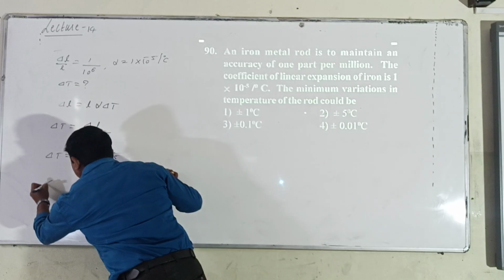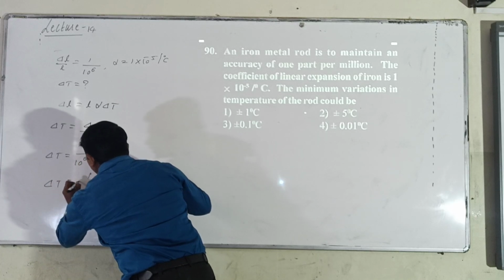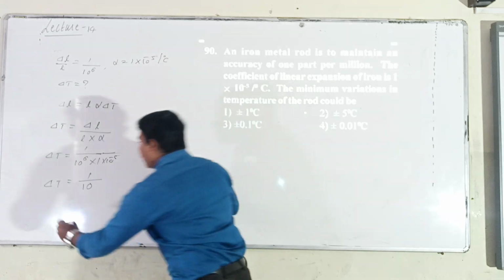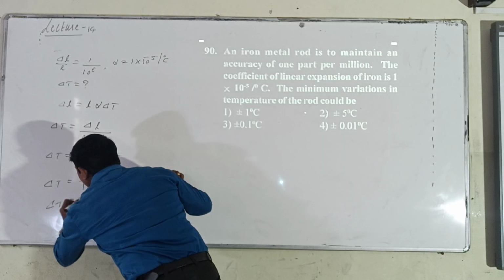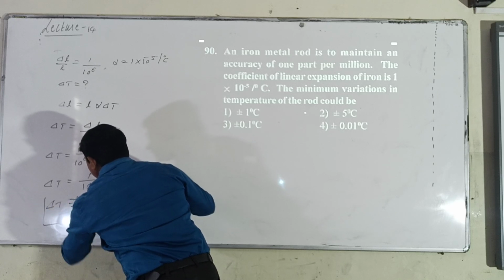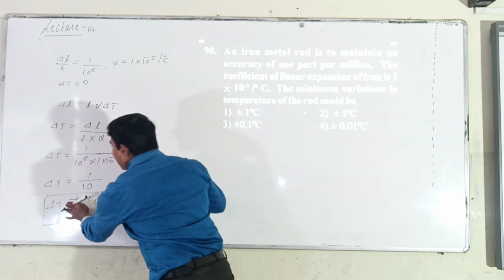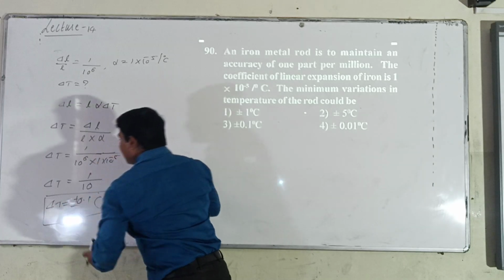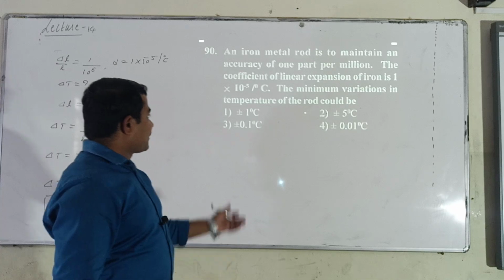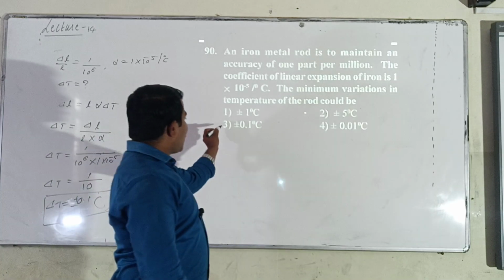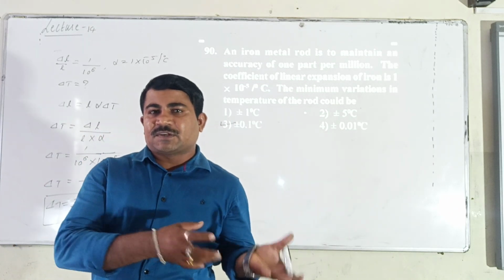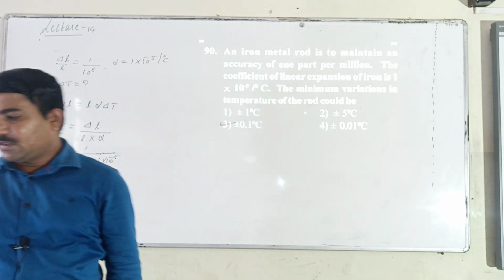From this, what is the rise in temperature? 1 divided by 10 raised to minus 5 plus 6, that is 10 only. Or how to write it? 1 by 10 means it is 0.1 degree Celsius, either plus or minus. Already I said that when it is heated, temperature increases, and when it is cooled, temperature decreases. What option can we choose? We can choose option number 3: 0.1 degree Celsius, either increase or decrease.